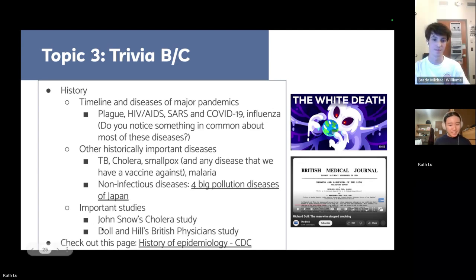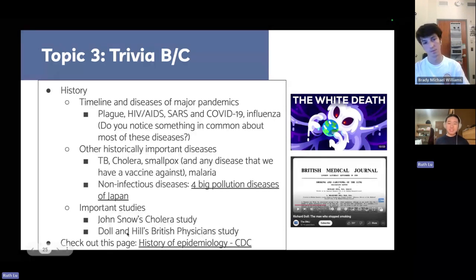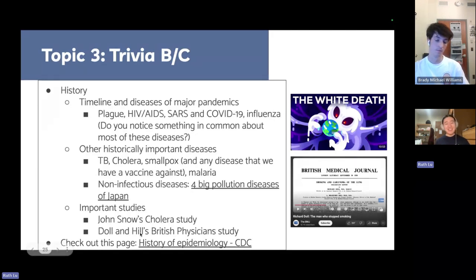Another one is Dallin Hill's British physician study. This was interesting because it was done back when people still believed smoking was okay for your health. Dallin Hill is the Hill from Hill's criteria, actually. They rounded up a bunch of British doctors and did a study and found that smoking does cause lung cancer. So this is pretty significant.